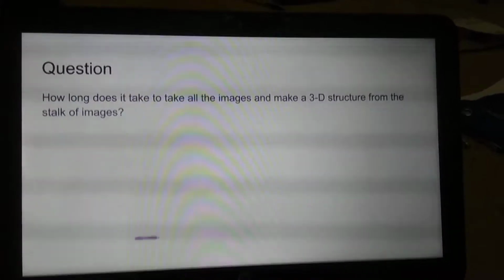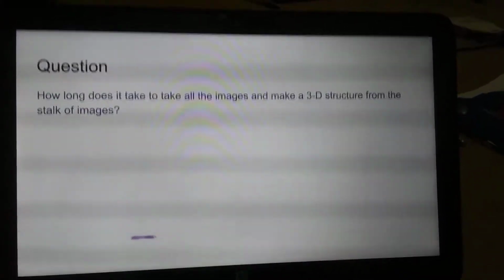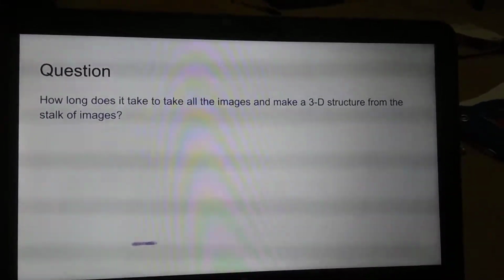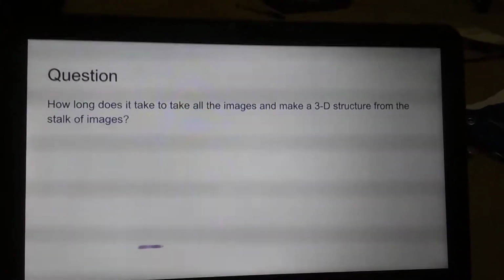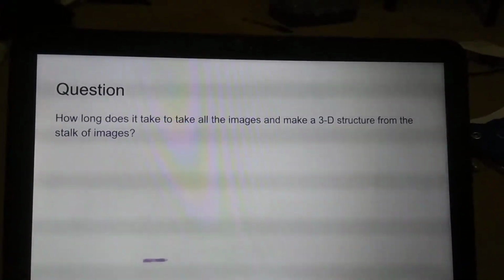My question is, how long does it take to take all the images and make a 3D structure from the stack of images?